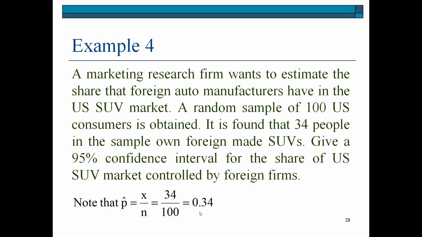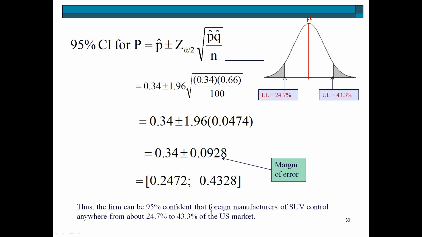And here's an example. A marketing research firm wants to estimate the share that foreign auto manufacturers have in the US SUV market. So to test that, a random sample of 100 US consumers is obtained, and it is found that 34 of these individuals own foreign-made SUVs. Give a 95% confidence interval for the share of US SUV market controlled by foreign firms. And so here note that p hat, which is the number of successes divided by n, is 0.34. So 34 out of 100 is 0.34.